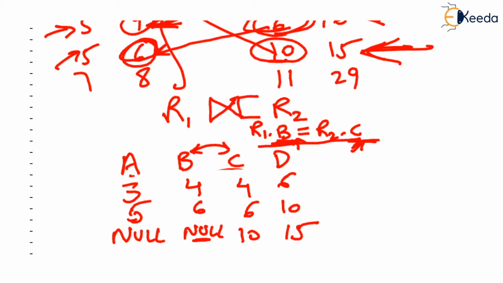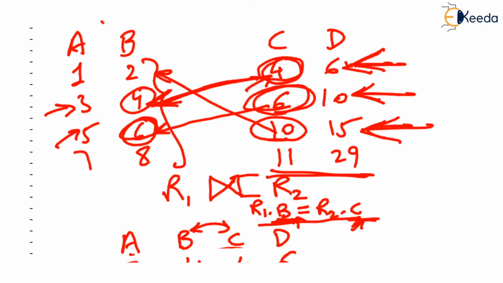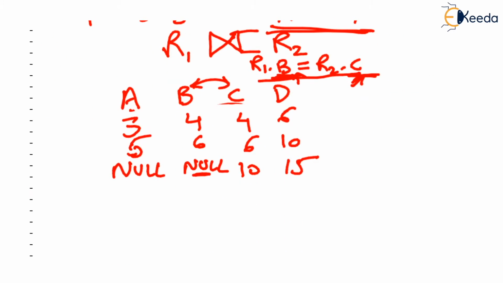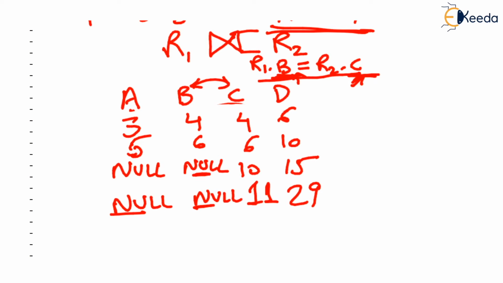Same thing will happen with 11 and 29. You can watch that value of C, which is 11, is never found under B column. So it is right outer join. So the right hand side table values will be shown, which are 11 and 29. But what about this? These will be flooded with null. So this is what is right outer join.